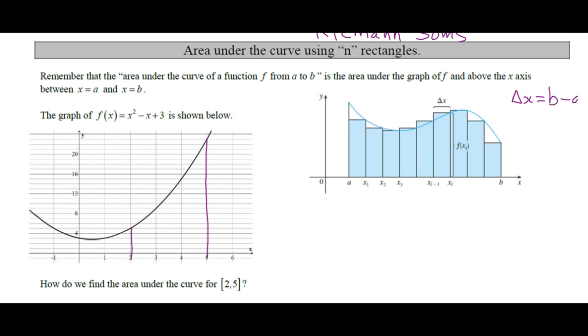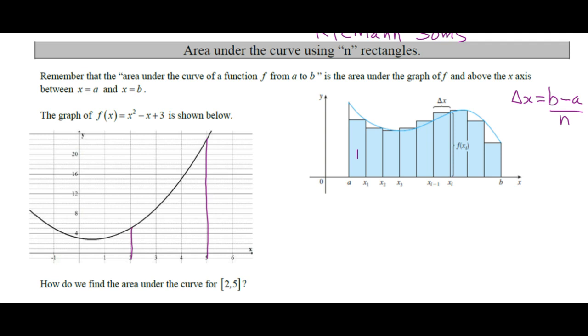Yeah, b minus a, right? So we're going to take this distance, whatever it is, and split it into n pieces. So delta x is b minus a divided by n. Sorry, I wrote what I wrote, but I said it wrong.